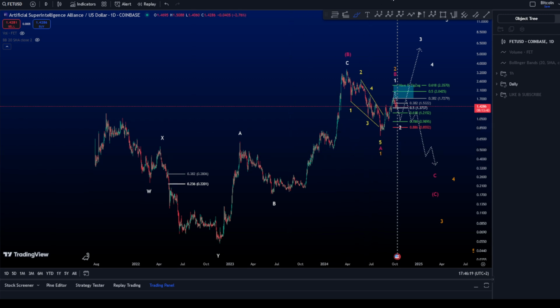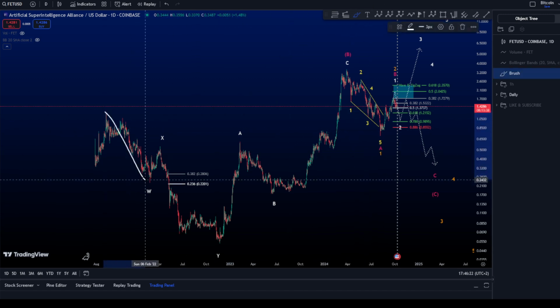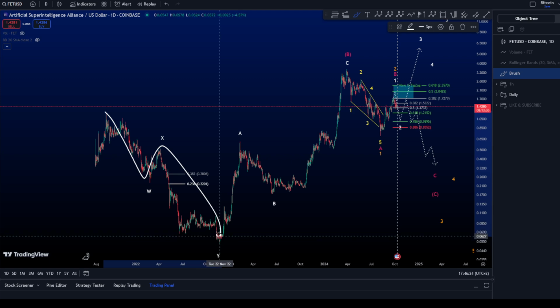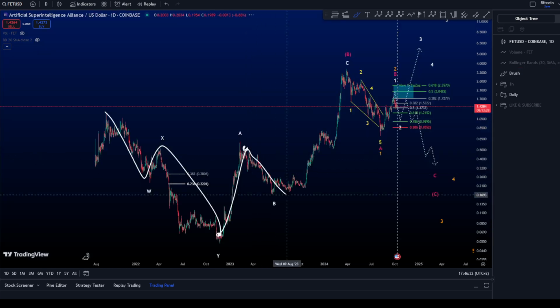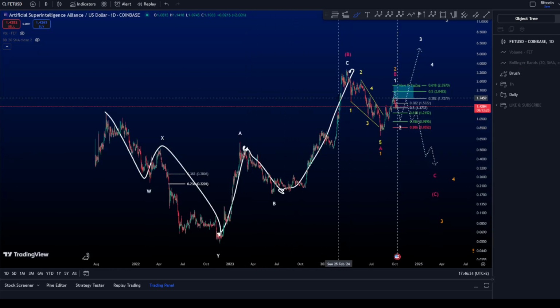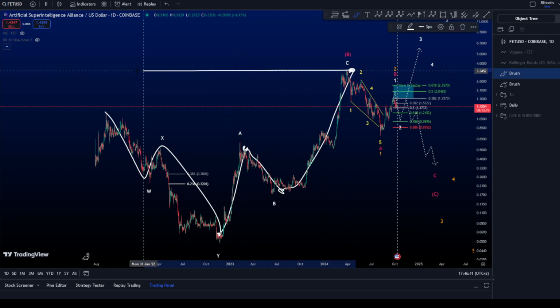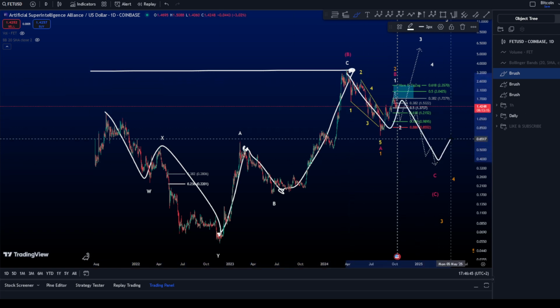So starting with FET on the daily chart, let's start big and then move towards the lower time frames. We can see here 3 waves towards the downside with WXY, 3 waves towards the upside, A, B, and C. After 3 waves down, 3 waves up, this is an expanding flat where you can see a wave B overshooting the start of the flat. You want to see 5 waves toward the downside.